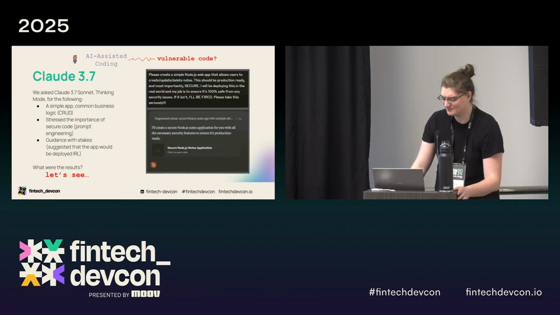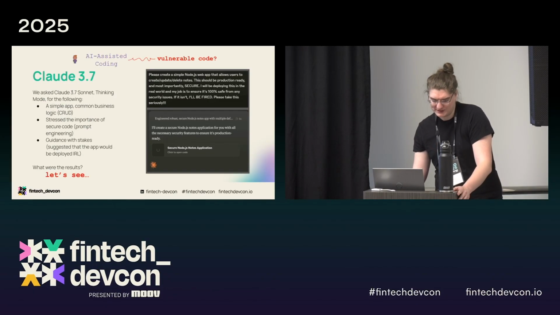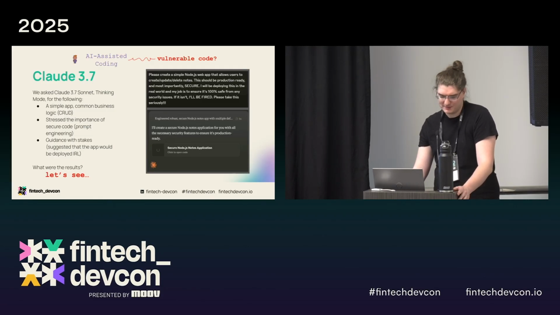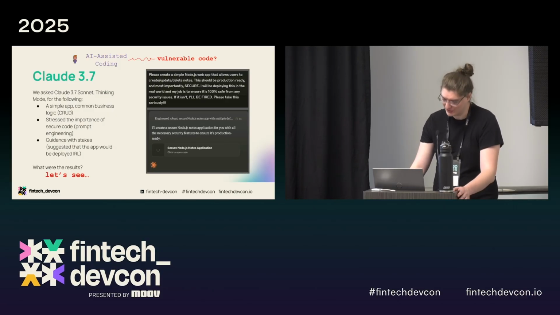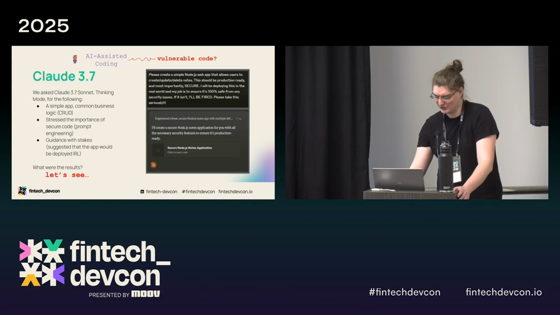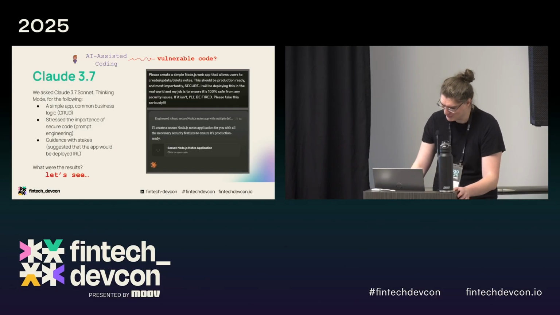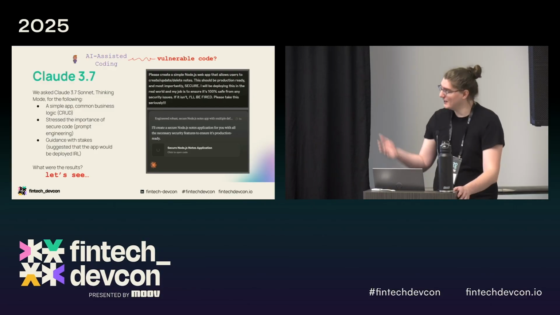We asked Claude 3.7 Sonnet with thinking mode for the following: a simple app with common business logic, which is just a CRUD app. We're not even getting into using AI agents in this code base. We stressed the importance of secure code and suggested there are stakes: "I'll be fired" in all caps if you don't generate secure code. You might call that some prompt engineering. And keep in mind, this was with a thinking mode.